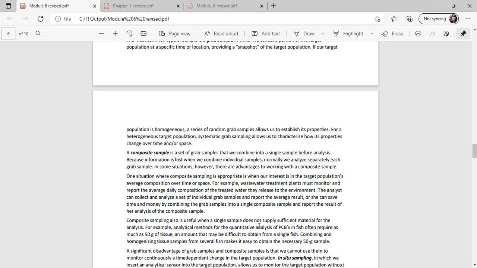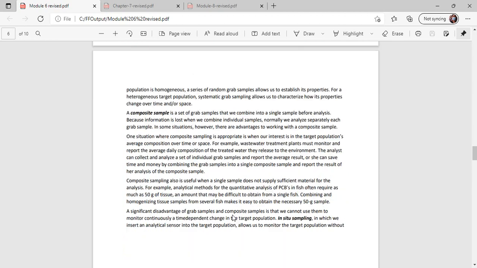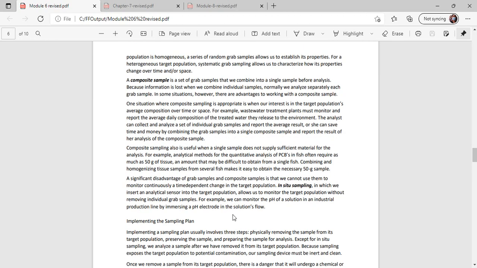For example, wastewater treatment plants must monitor and report an average daily consumption of treated water they release into the environment. The analyst can collect and analyze a set of individual grab samples and report the average result. Or she can save time and also money by combining all the grab samples she collected from different sites into a single composite sample and report the result as her analysis for a composite sample.